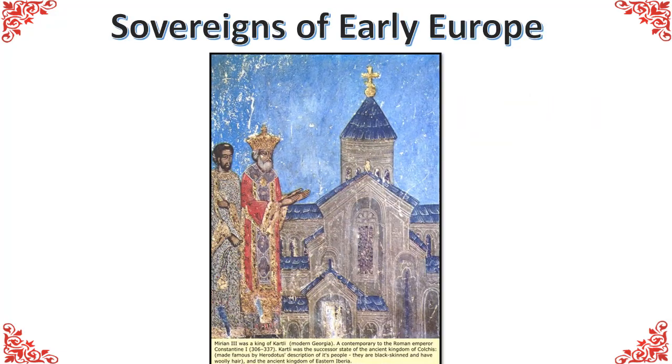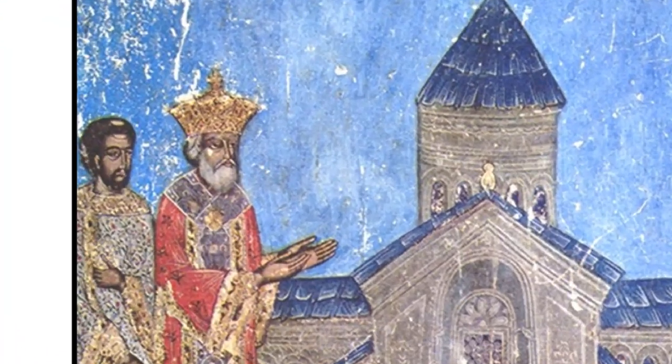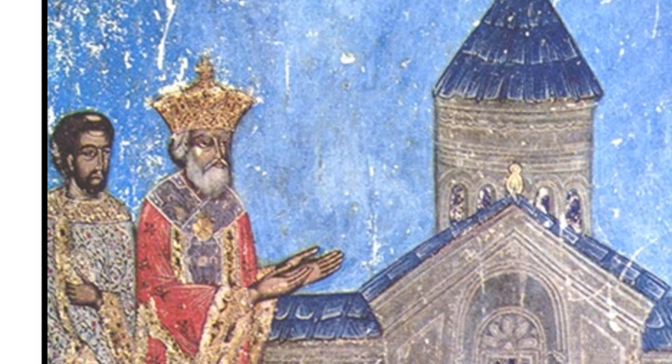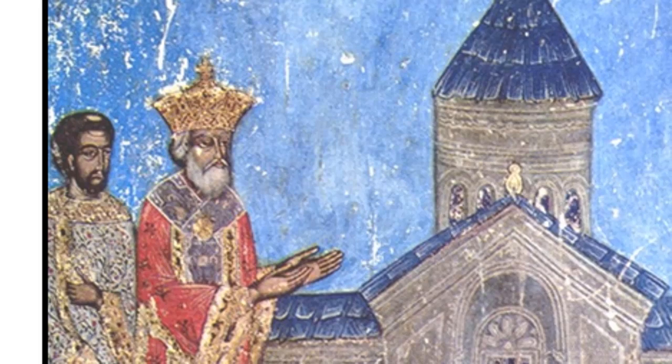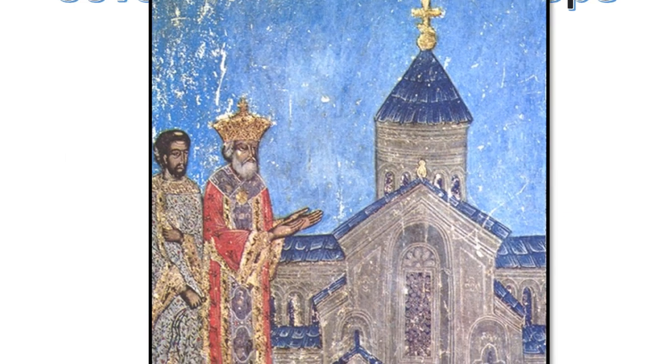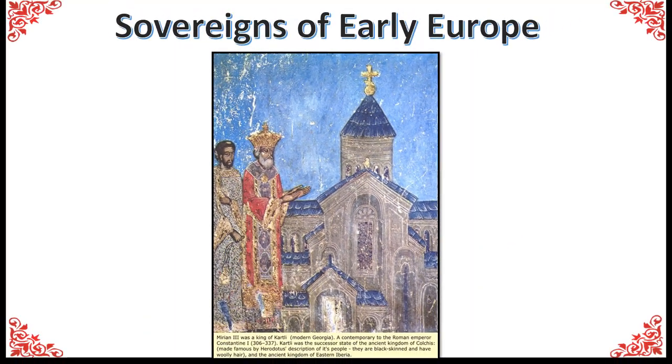This is an original portrait of Marion III. Now, Marion III was a king of Carthage, which is modern Georgia, a contemporary to the Roman Emperor Constantine in 306 to 337 AD. Carthage was the successor state of the ancient kingdom of Colchis and the United Kingdom of Eastern Iberia. Now, historian Herodotus described the people as having black skin and woolly hair.